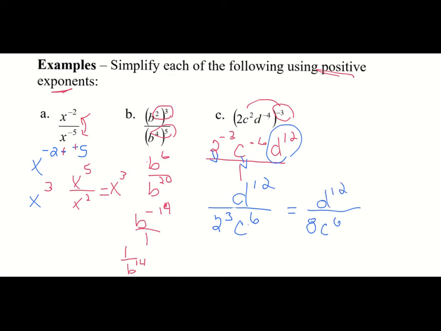Now, I can't apply the quotient rule here because my bases of D and C are not the same. So if your bases aren't the same, we can't use that quotient rule. So this would be our final answer.